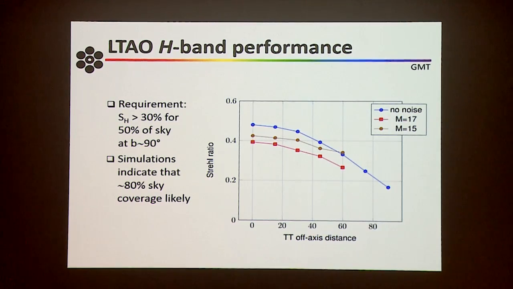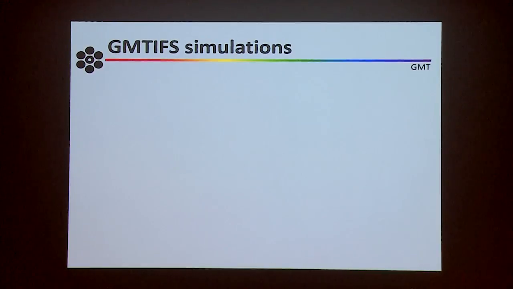In the H-band, the requirement is that we've got a Strehl ratio greater than 30% for 50% of the sky at the galactic poles. And simulations indicate that in fact we will achieve something more like 80%. So here we're easily beating the nominal requirement. So that's a very positive outcome.